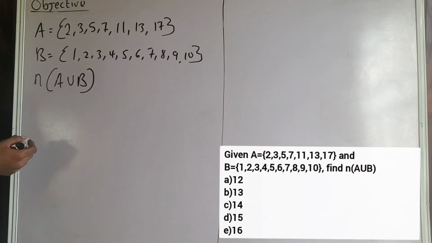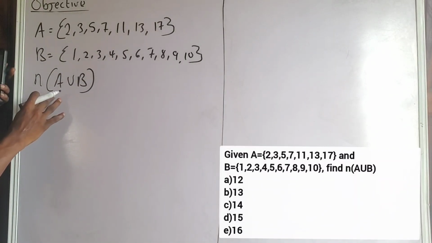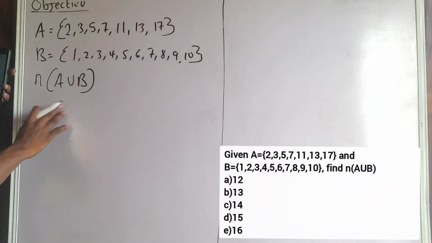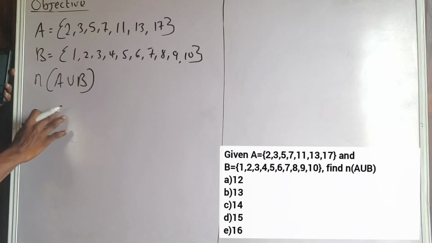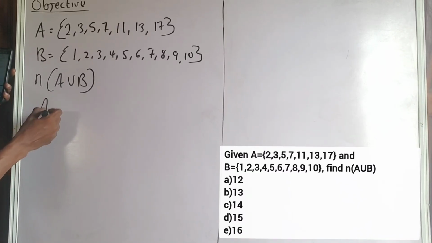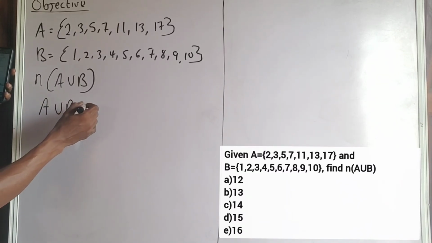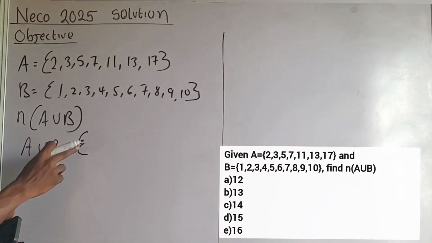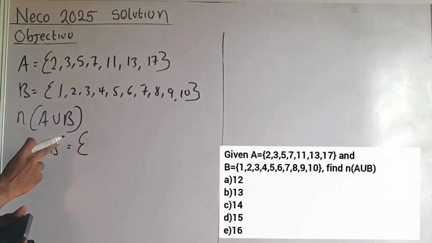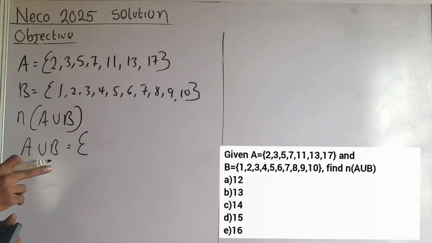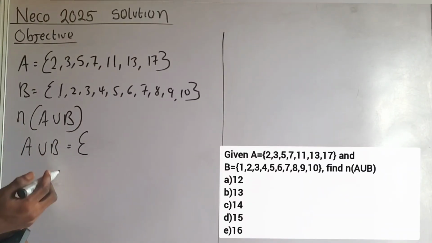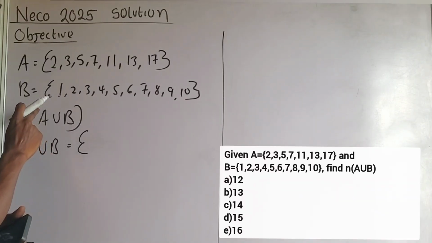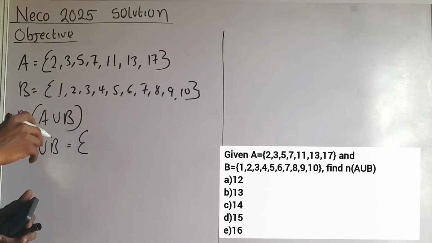Do you know the meaning? The meaning of this is that you first have to find A union B, you understand? Then the number of elements that are present in A union B, that is what you are asked to find. So let us take the union of A and B. A union B simply means you write out all the elements that are present in both A and B without repetition. The previous one was intersection. This one is union. And union simply means writing out all the elements that are present in both A and B without repetition.